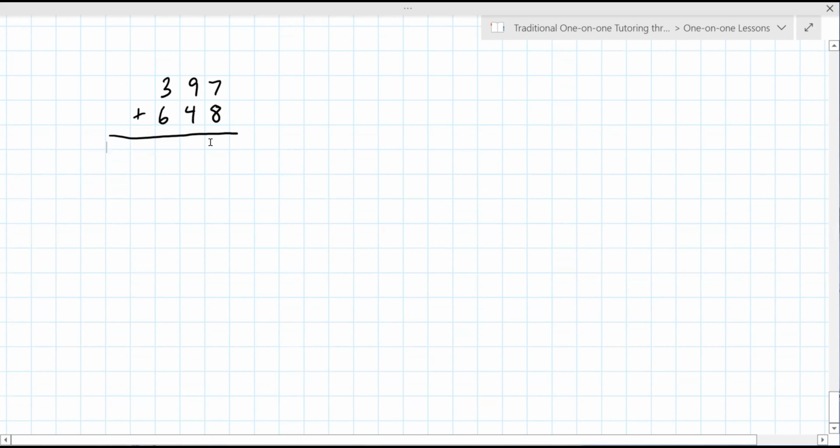The 6. What number did you just tell me that these added up to? 15. That's right. So what number goes below the 7 and the 8? The 5. And what goes above the 9? The carry of 1. The carry of 1. Yes, I like how you said that. That's awesome.